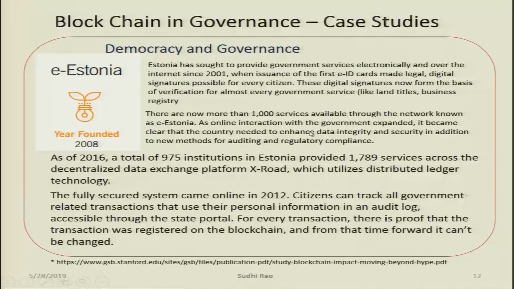More than 1000 services are available through the network, and they are all put on something called e-Estonia. As online interaction with the government expanded, it became clear that the country needed to enhance data integrity and security in addition to new methods for auditing and regulatory compliance. If each of these services maintained their own database, imagine there are 1000 databases all keeping information about me in different formats, in bits and pieces separately.